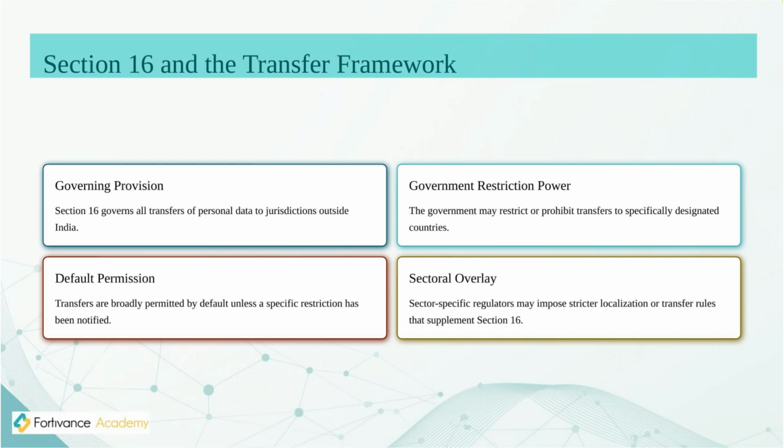Here's why this matters for you. It shapes how you think about your transfers. Rather than needing pre-approval for every destination, the focus becomes knowing which destinations, if any, are restricted and ensuring you're not sending data somewhere you shouldn't. As we go through this chapter, keep this foundational framing in mind because it influences everything about how you plan and assess your cross-border flows. The starting posture is permission with specific restrictions, not blanket prohibition.